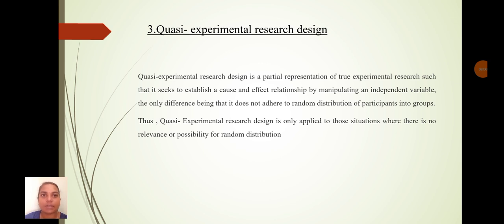Quasi-experimental research design. It is a partial representation of true experimental research such that it seeks to establish a cause and effect relationship by manipulating an independent variable. The only difference is that it does not adhere to random distribution of participants into groups. Thus, quasi-experimental research design is only applied to those situations where there is no relevance or possibility for random distribution.